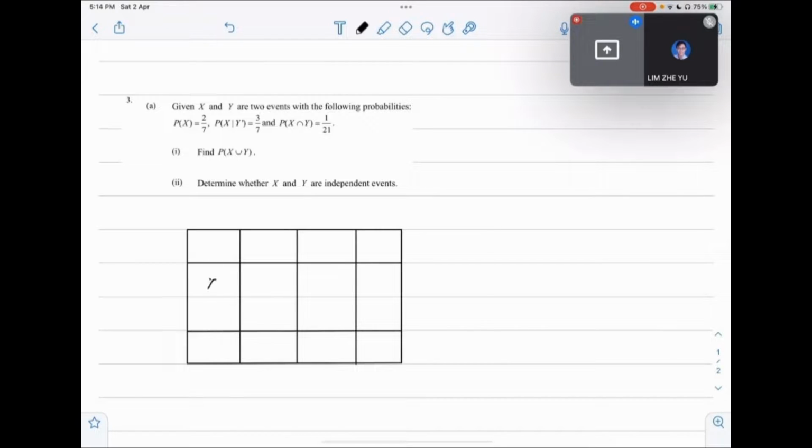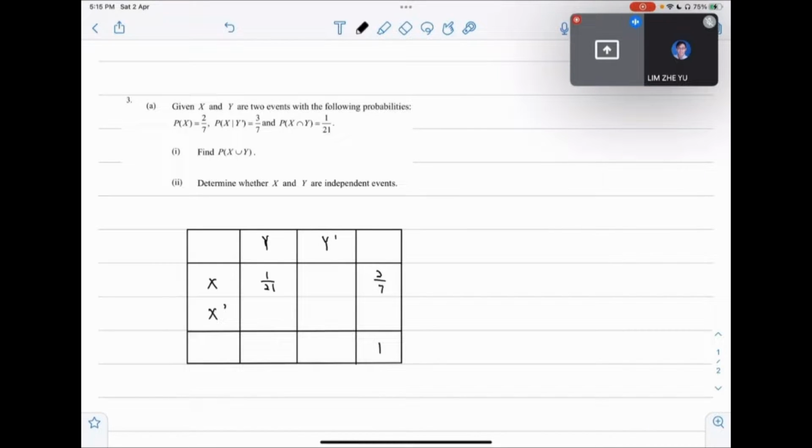So this is the probability of X, and here is the probability of X prime, and here is the probability of Y, and probability of Y prime. And we know probability of X intersect Y is 1 over 21, and probability of X is 2 over 7, and probability of X given Y prime we'll find later. And here is 1, the total probability of X and X prime and probability of Y and Y prime is equal to 1. So with this table, we can find probability of X intersect Y prime.